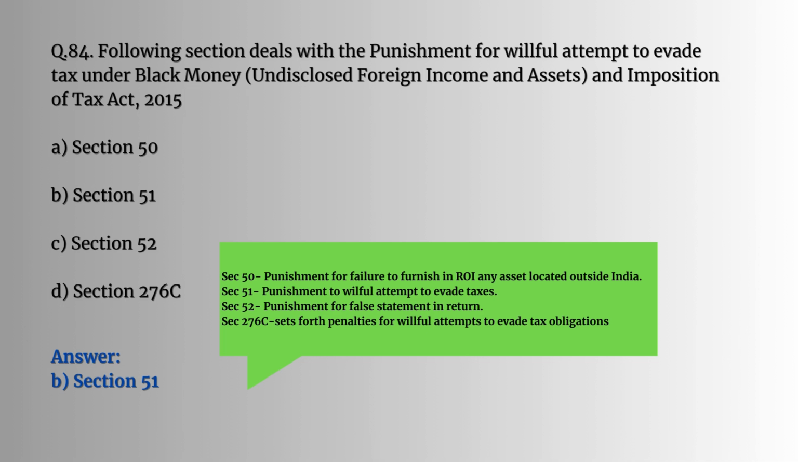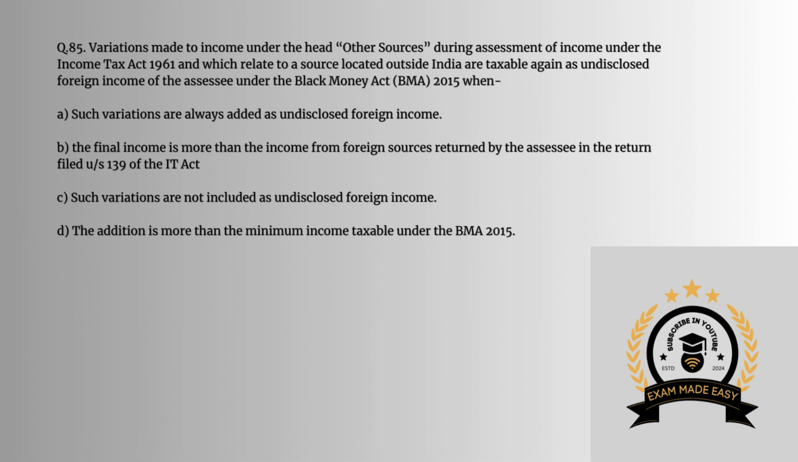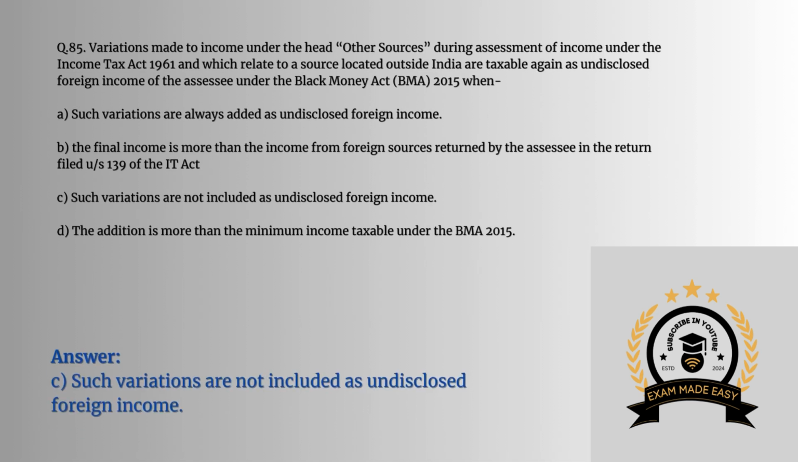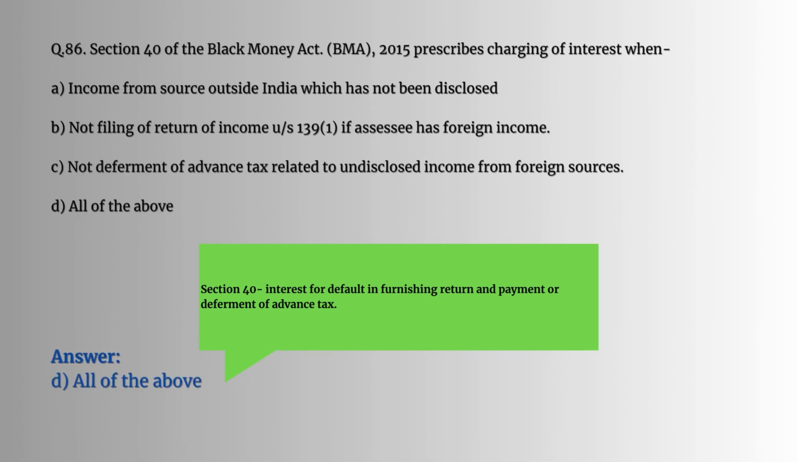B, section 51. Question number 85. Variations made to income under the head Other Sources during assessment of income under the Income Tax Act 1961 and which relate to a source located outside India are taxable again as undisclosed foreign income of the assessee under the Black Money Act when the answer would be C. Such variations are not included as undisclosed foreign income. Question number 86. Section 40 of the Black Money Act prescribes charging of interest when, so here section 40, interest for default in furnishing return and payment or deferment of advance tax. So the answer would be D, all of the above.